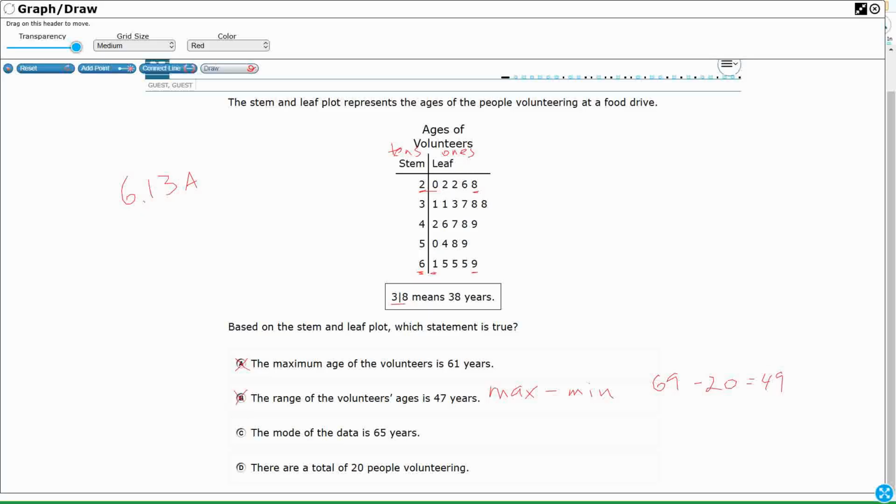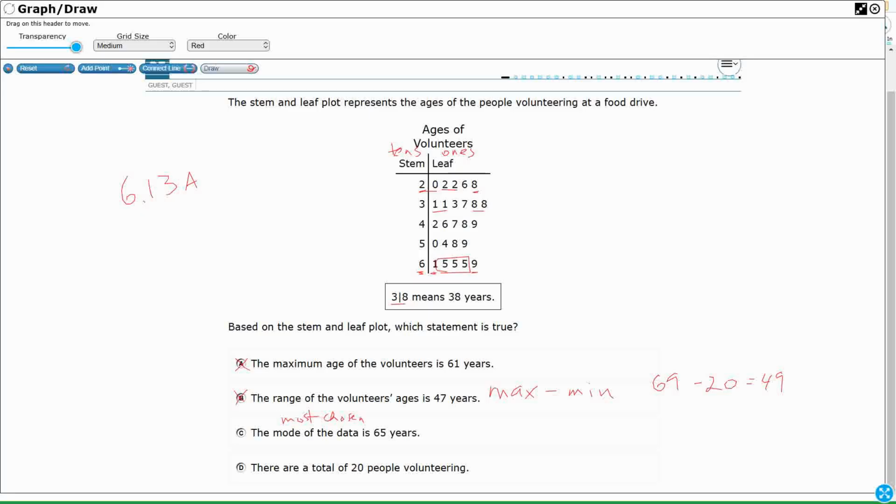Okay, very close. The mode is 65. So mode is the most chosen. So really, we're looking at each of these rows. We're looking for the number that shows up the most: I see two 2s, two 1s, two 8s, and then there we go, I've got three 5s.